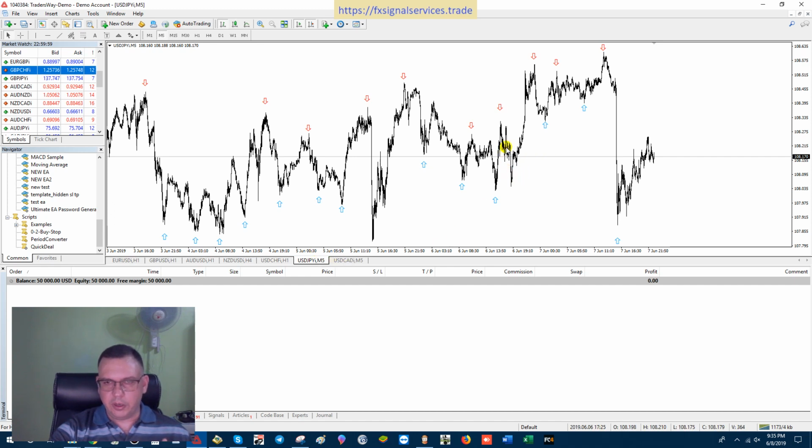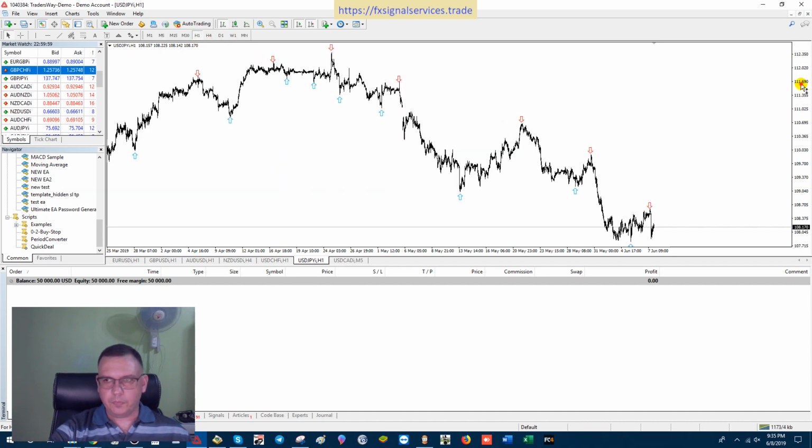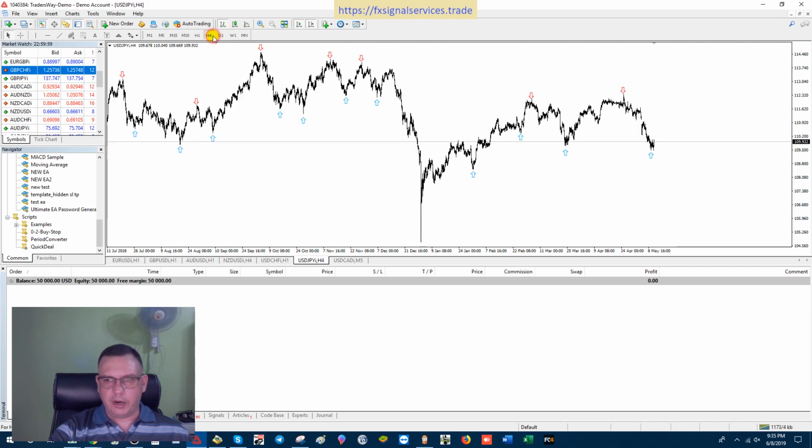Get in and catch a few 100 pips or whatever, get out. I'm not going to look at the pips here, but let's look at the higher time frames to get a perspective on what's going to happen. You look at the 1 hour and 4 hour.